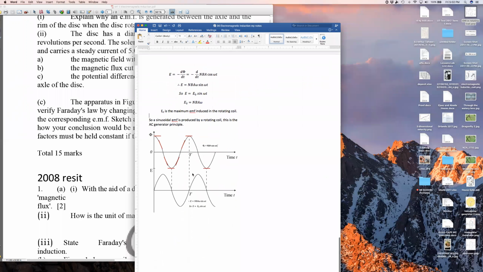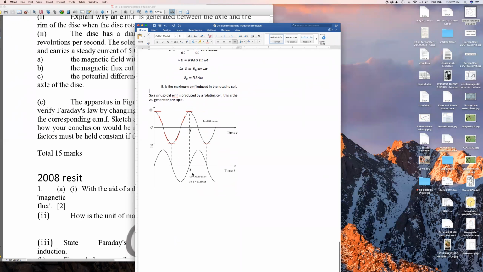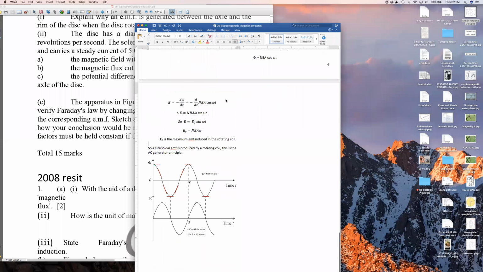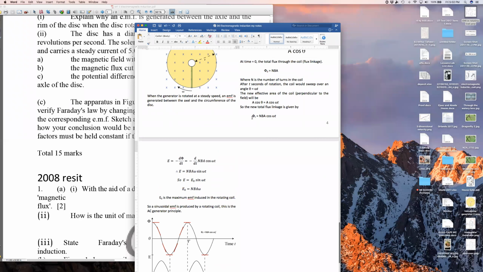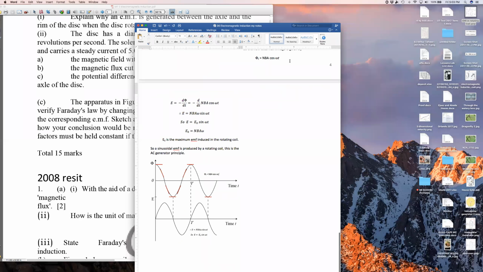The non-calculus, imprecise, if you will, way of doing it is where you look at phi. What is phi? Phi is equal to NBA cos omega t. That's what phi is equal to at any time t. If I were to plot this function with respect to time, this is what phi is going to look like.